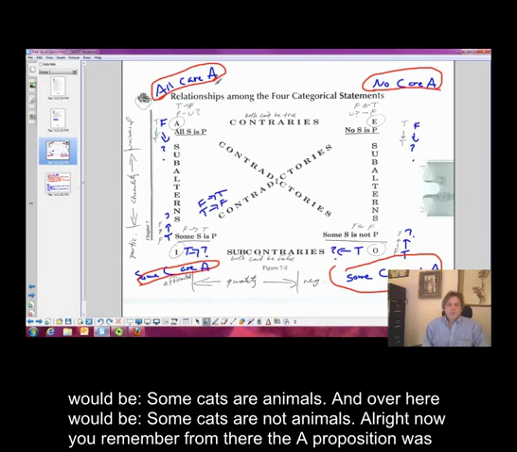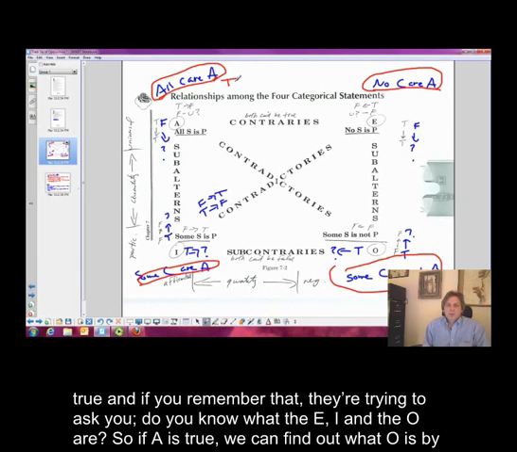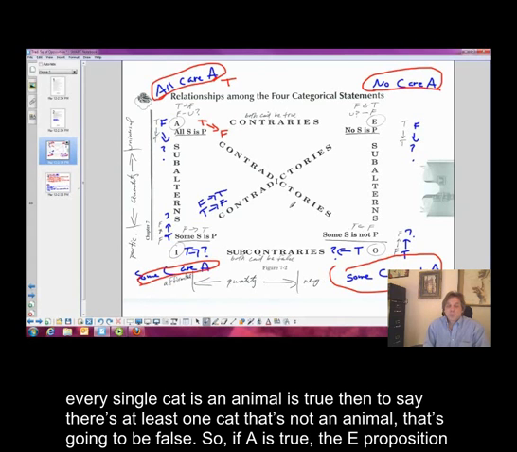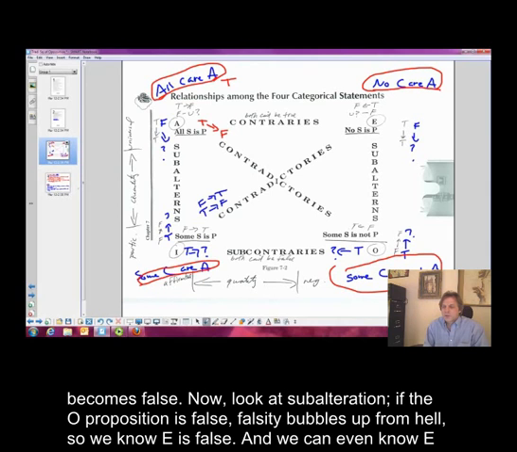Alright, now you remember from there the A proposition was true. And if you remember that, they're trying to ask you, do you know what the E, I, and O are? So if A is true, we can find out what O is by the contradictory relationship. If A is true, and you should have a little cheat sheet here, then down there it's always going to be false, right? If every single cat is an animal is true, then to say there's at least one cat that's not an animal, that's going to be false. So if A is true, the E proposition becomes false.